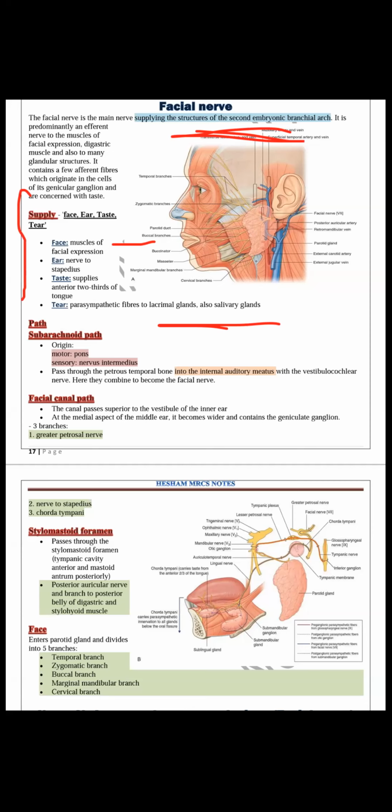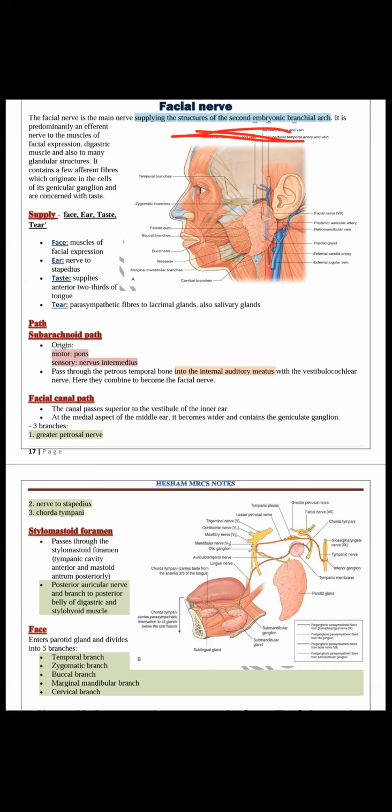Keep this: muscles of mastication are supplied by the mandibular branch of the trigeminal nerve, while muscles of facial expression are supplied by the facial nerve. Ear: nerve to stapedius, through the intracranial part, while taste is through the lingual nerve, via the chorda tympani, also the intracranial part. While tear is also through the chorda tympani into the lacrimal glands.